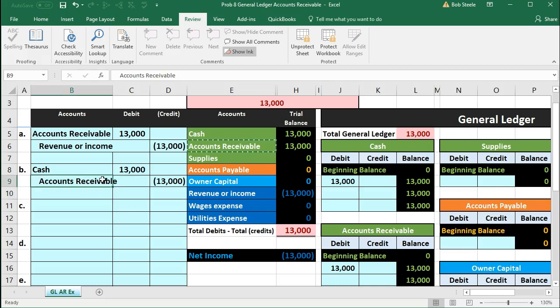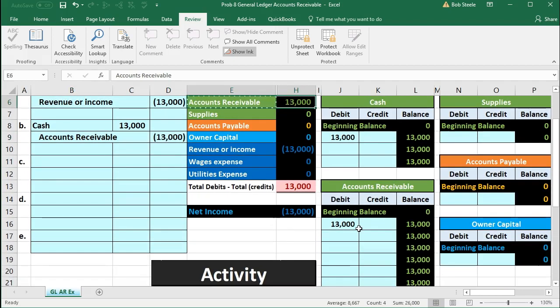The second account is accounts receivable. Accounts receivable is our second account up here, and therefore will be our second account down here. We're going to be in the credit side, so I'm on the credit side. We are in cell K17. Remember that you always want to skip a row whenever possible, because it really should be in order by date.